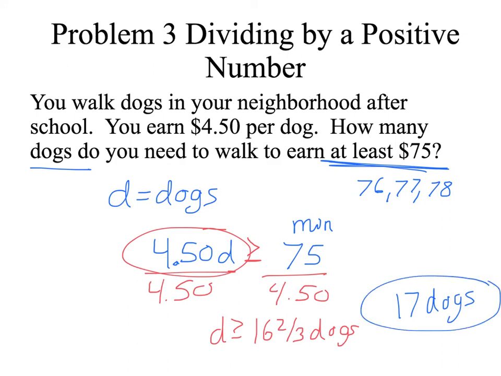Okay, we're not rounding up because it was 0.6666. We're rounding up because of the word problem. If it's at least 16 2/3, then it's going to have to be at least 17 dogs until you make that $75.